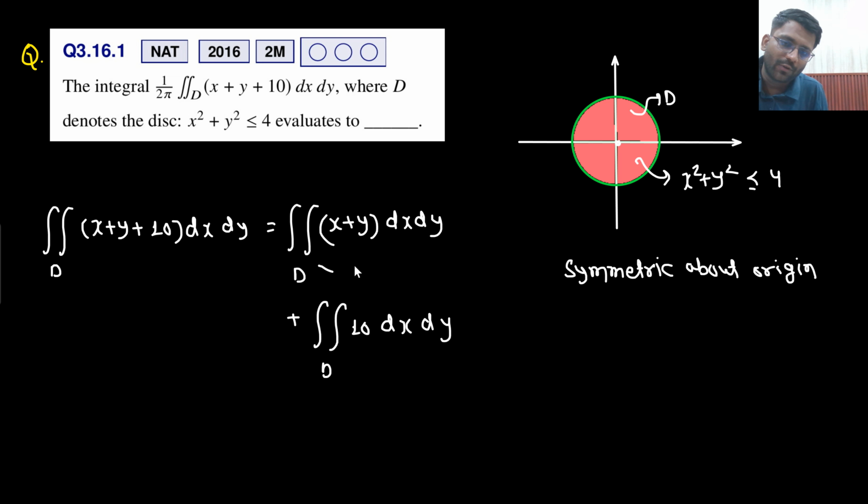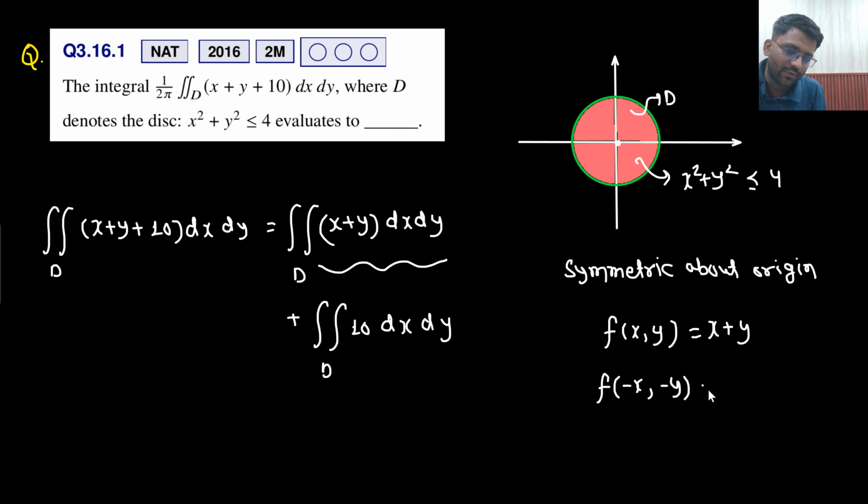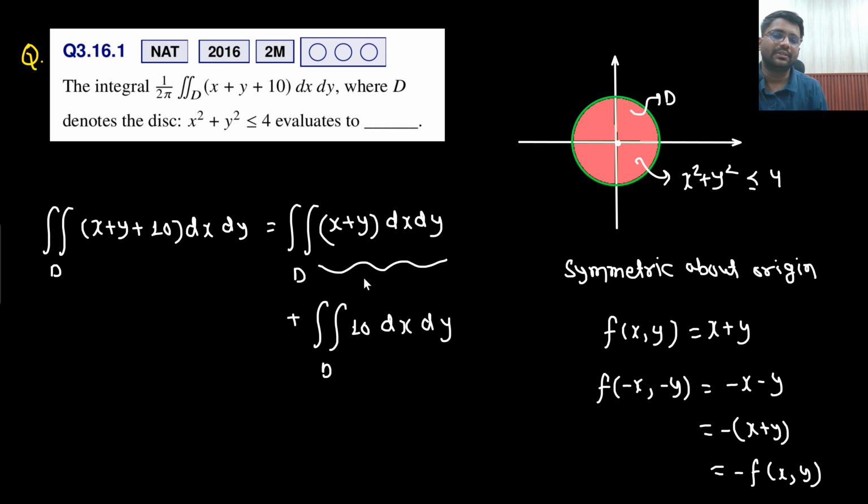Can anyone let me know what will be the value of this integral without even solving it? No converting into the polar coordinate system, x equals r cos theta, y equals r sin theta, nothing. Directly, what is your f of x comma y? f of x comma y is x plus y. Is it symmetric about origin? Yes, sir. In place of x I need to put minus x, in place of y I need to put minus y. What am I getting? A minus sign outside. That is equal to minus of f of x comma y. That means this integral will come out to be 0 only.